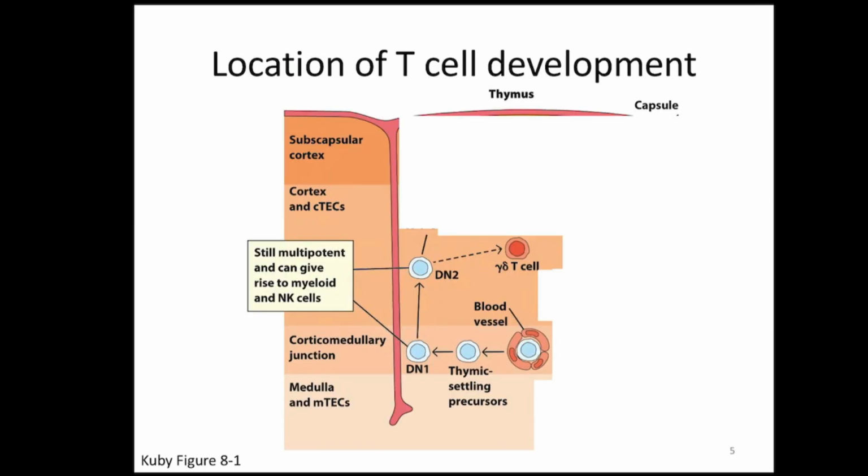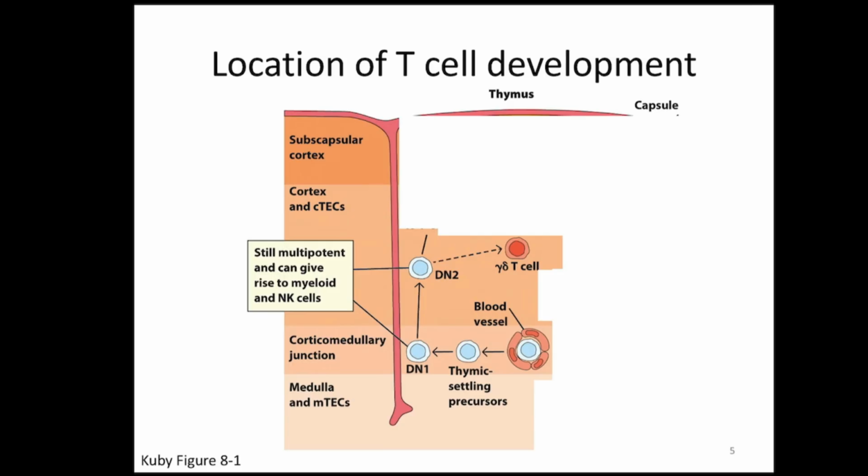These events are happening in the cortex. So you can see the T cell is coming into the thymus, kind of right at the border between the cortex and the medulla. And then that T cell is moving into the cortex and starting to do these rearrangement events.